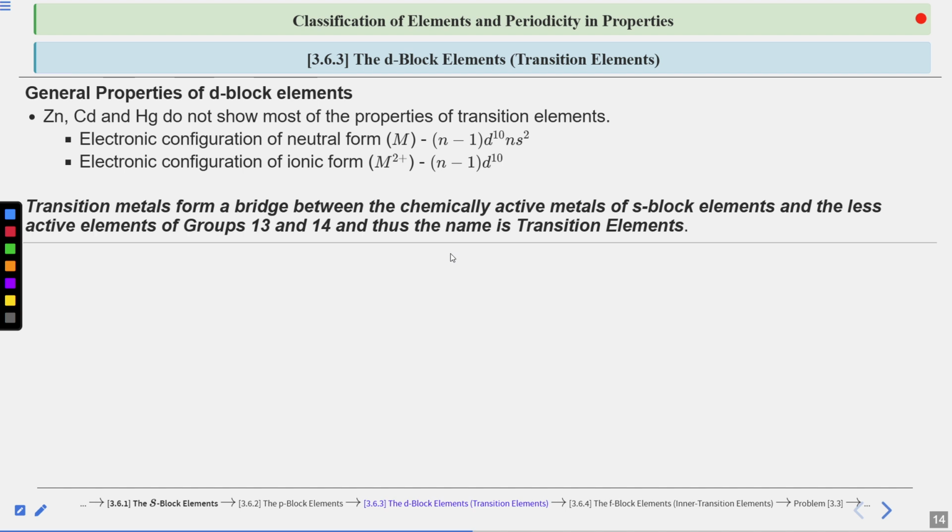Yes, the Zn2+ will have a configuration of argon 3d10. So the whole configuration is argon plus 3d10.